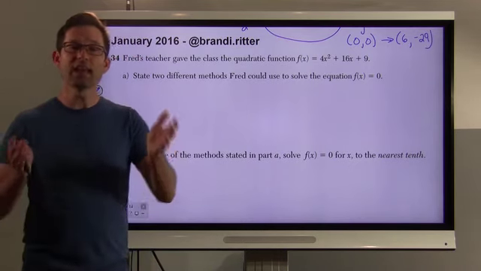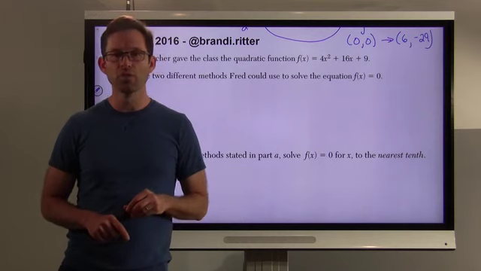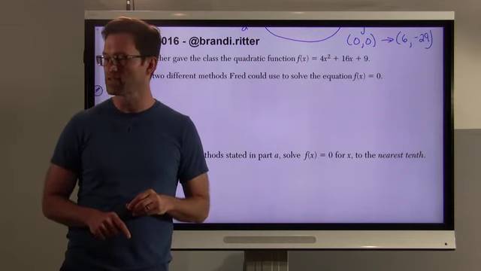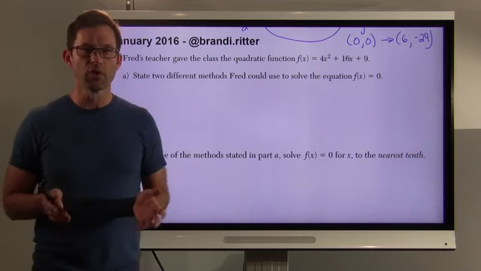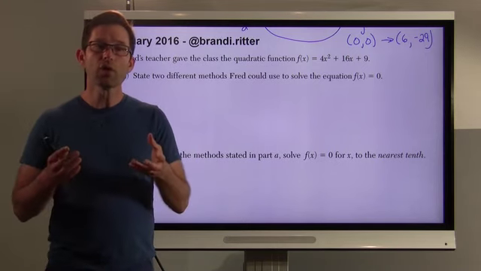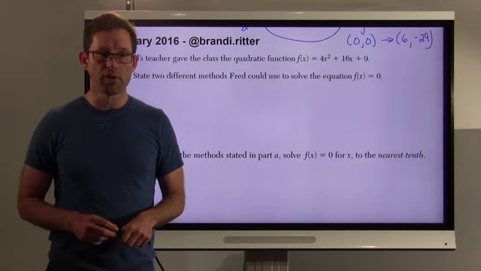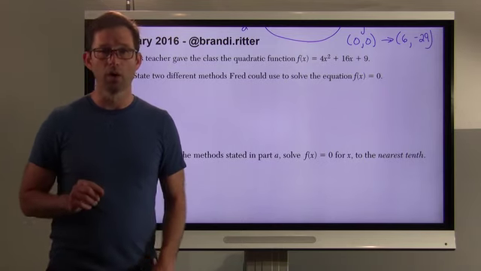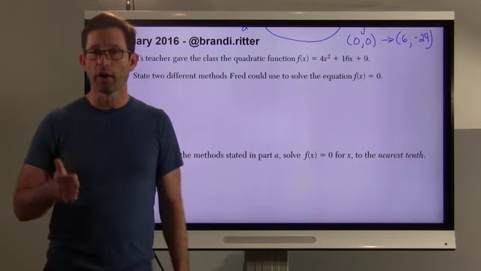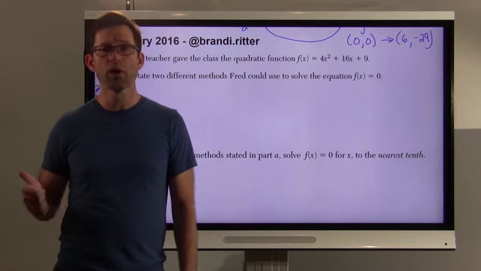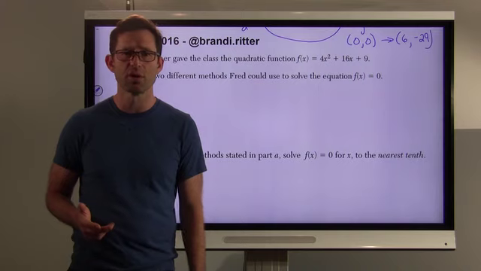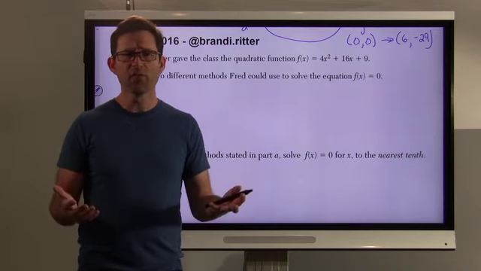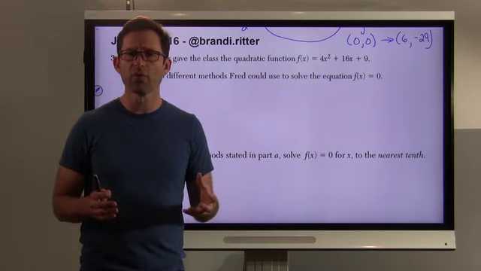Letter A, state two different methods Fred could use to solve the equation f of x is equal to 0. Well, this is a little bit annoying of a question in my mind because you've learned a lot of different ways of solving quadratics set equal to 0. You've learned how to use the quadratic formula, completing the square, the zero product law, also known as factoring, to find the zeros, inverse operations, a lot of different things.